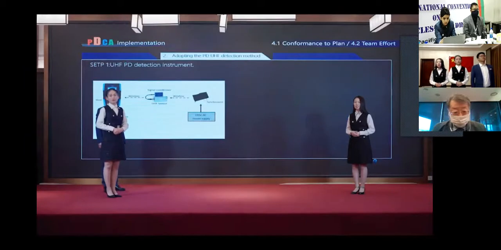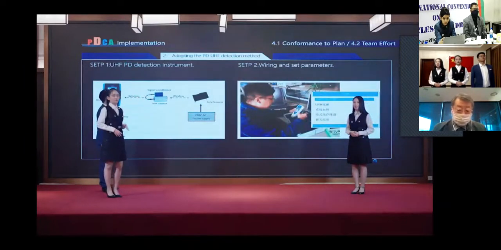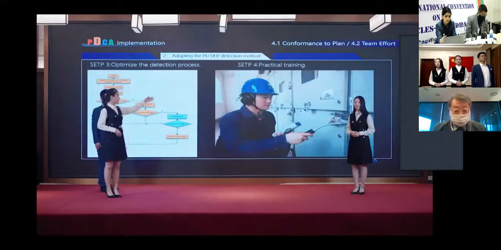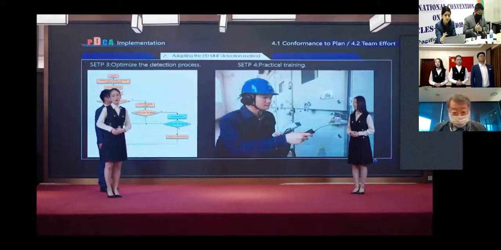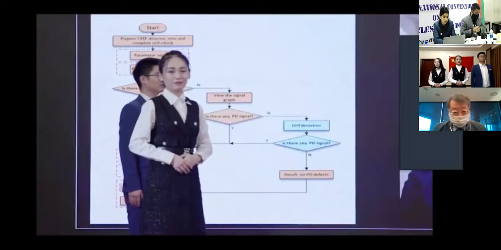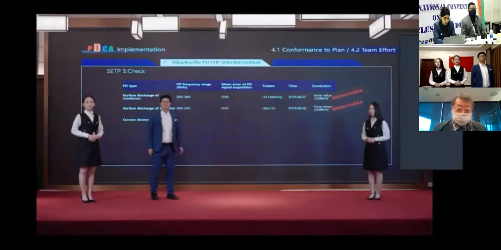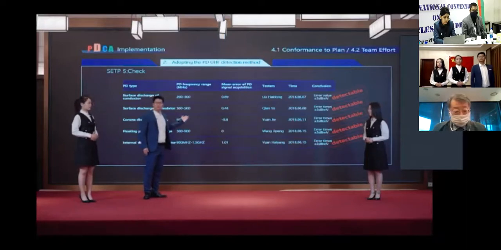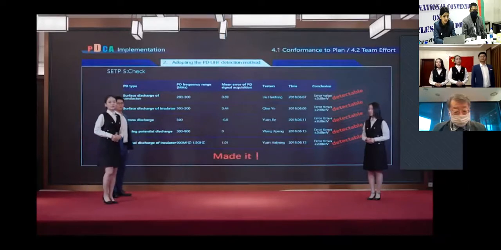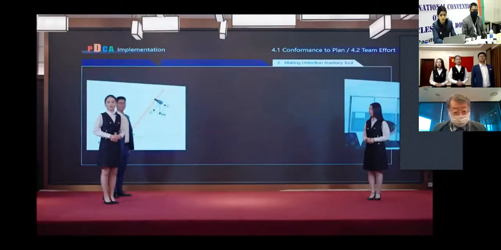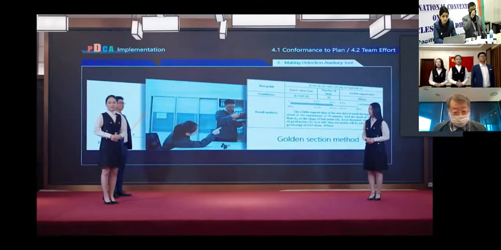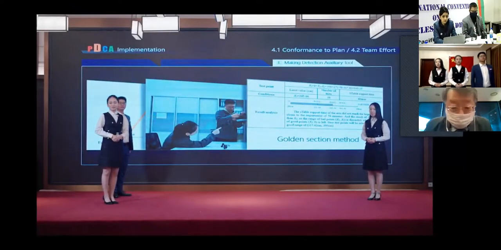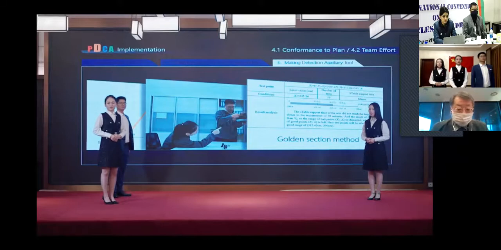Implementation 2. We introduced UHF detector, optimize the process, and organize the professional training. Our members cannot start working until they pass the exam. After implementation, the detectable frequency range can completely cover all partial discharge effects, and the detection error values were all less than 2 dB. This goal was also achieved. Implementation 3. We use the signal experiment method and golden section method to select the materials, design, and install the tool. Now, let's watch the video.